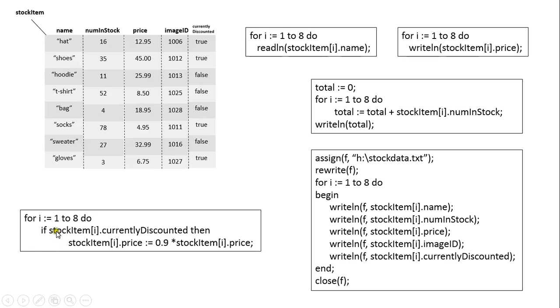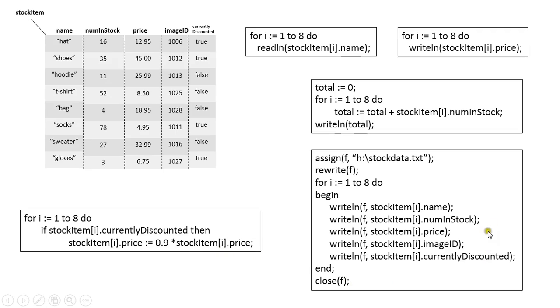I'm saying if this thing is true, then this is adjusting the price to 90% of the price. So if this evaluates to true, then it will do this calculation. And if this evaluates to false, then it won't do this calculation.